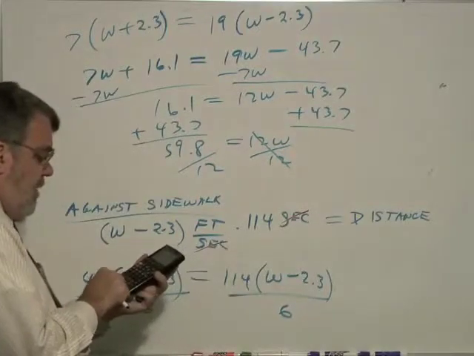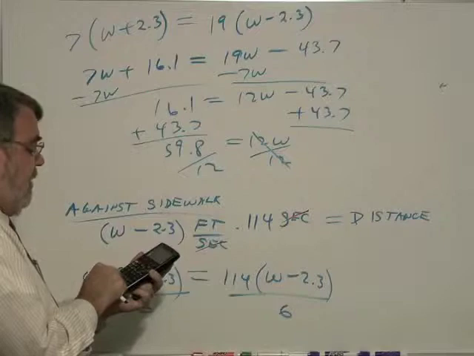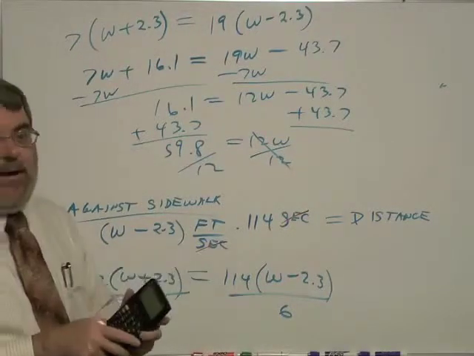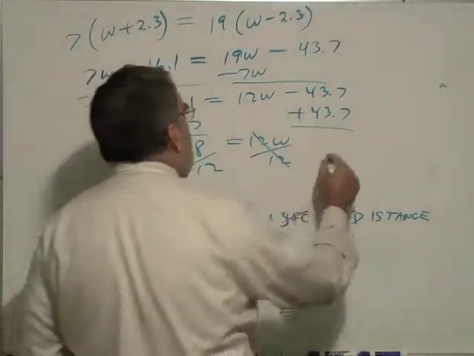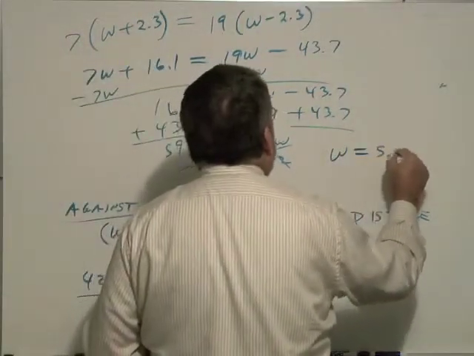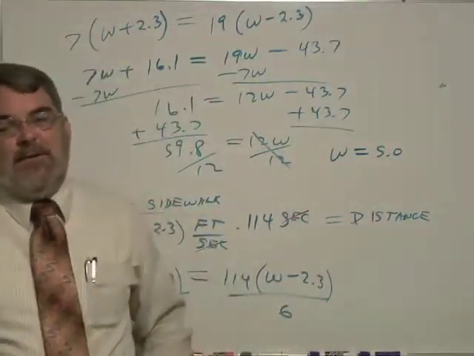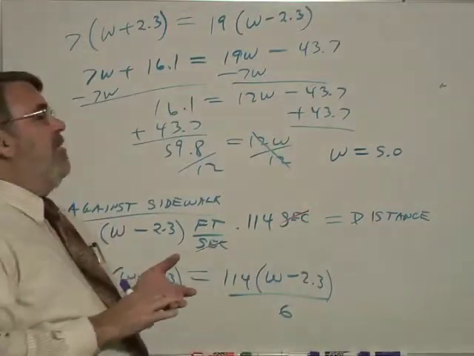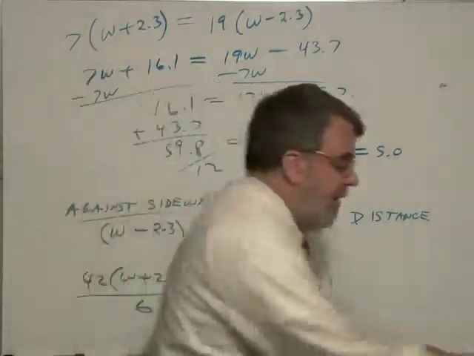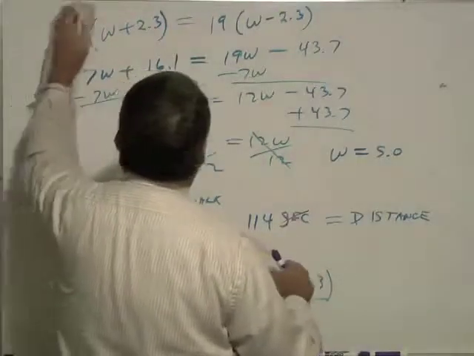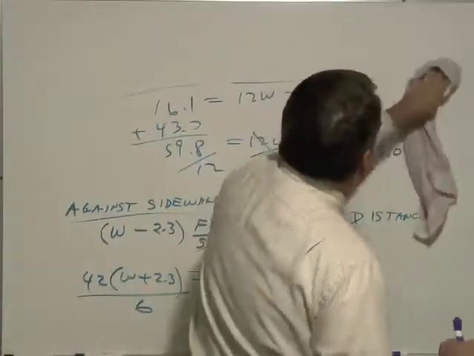Divide by 12, and that looks to be very close to 5. 59.8 divided by 12 is 4.98. Why don't we round that off to 5? So W is equal to 5.0. I wrote 5.0 to indicate that it was rounded off to one decimal place rather than the whole number. Well, there we go. Let's write out the answer here, because I expect the sentence answer on word problems.